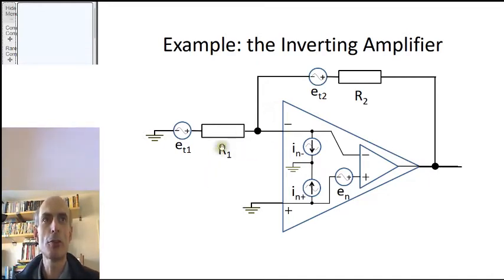Both of the resistors have a thermal noise associated with them, and the op-amp has its 3 noise sources, the input equivalent voltage noise and the 2 input equivalent current noises. This is about the simplest op-amp circuit I could think of, but it's complicated enough for one short video. We'll analyse it by taking each of these noise sources in turn.